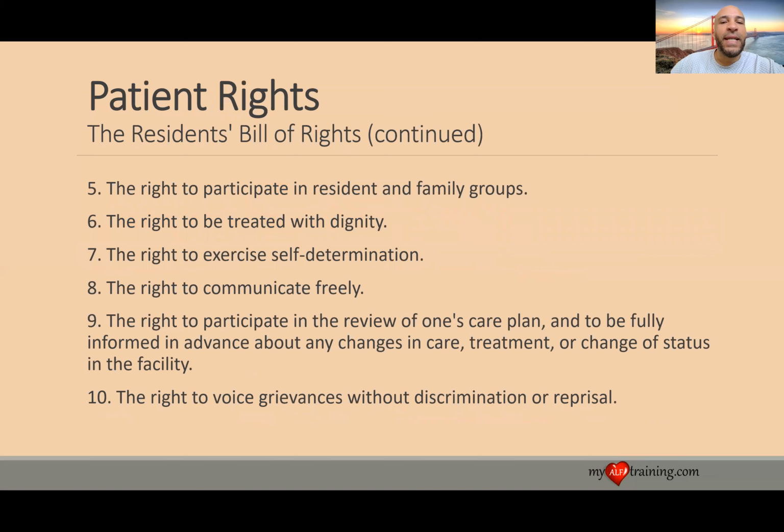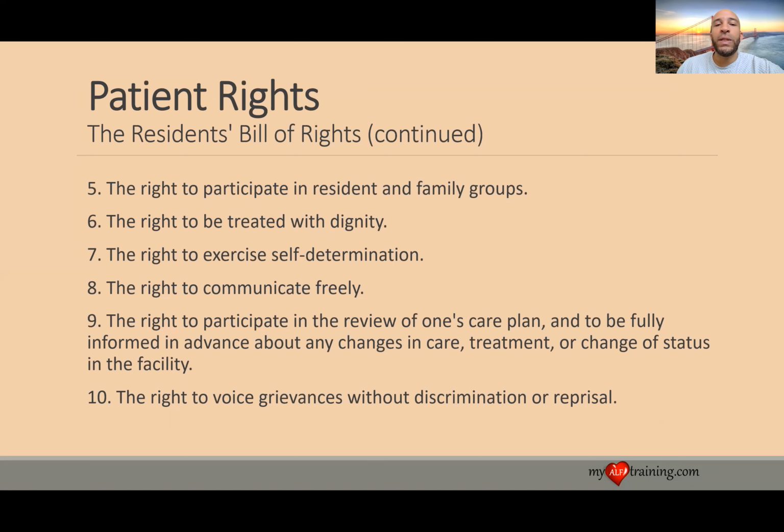Next, the right to participate in resident and family groups. So if there's a family meeting or a meeting about residents, and residents are allowed at this meeting, they have a right to participate. We need to make sure that we are scheduling a specific meeting for the residents to participate in if we're discussing their care or if there's discussion about the care inside the facility in general.